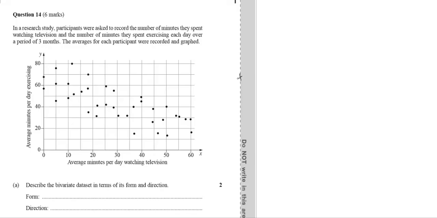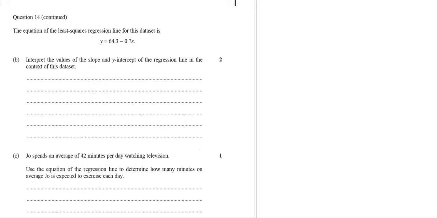Pause here to try yourself. Right, I can see that this is linear. It's certainly not non-linear. The answer to form is linear. And that it is sloping down. It has a negative slope. The direction is negative.